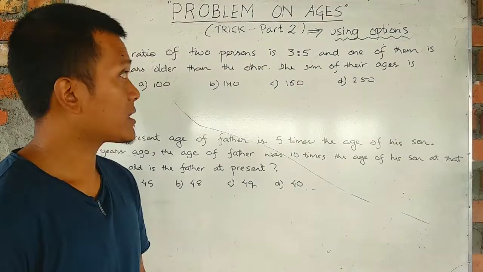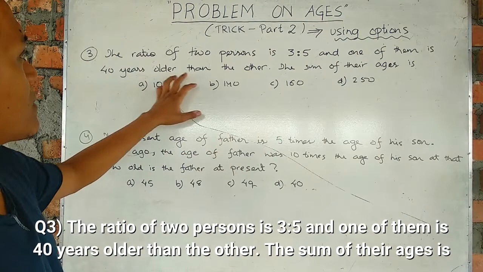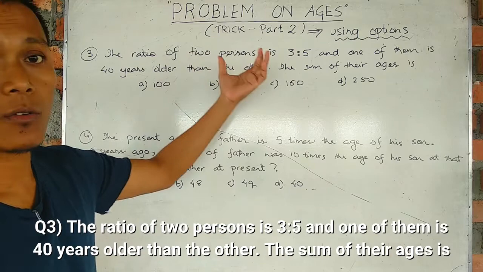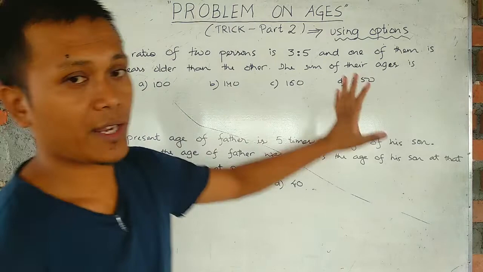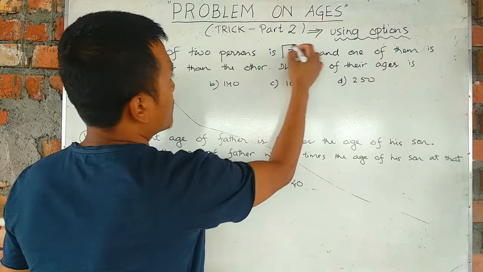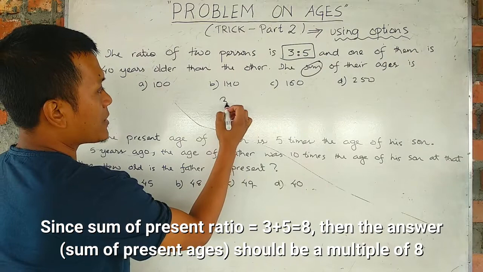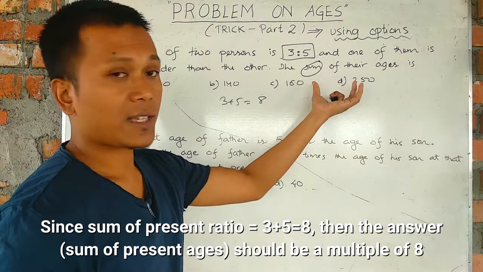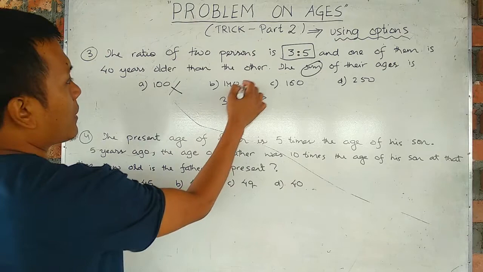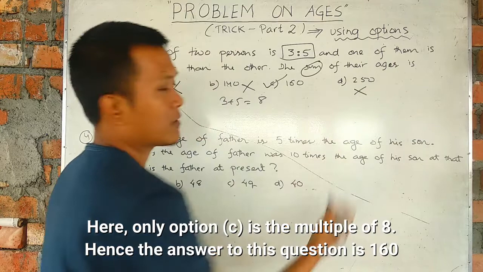For example, the ratio of two persons' ages is 3:5 and one of them is 40 years older than the other. The sum of their ages is? The sum of the ratio is 3 plus 5, which is 8, so the total of the ages is a multiple of 8. The sum of the ages is 160.